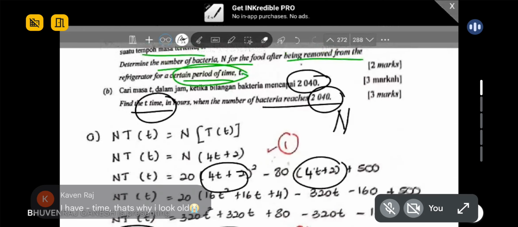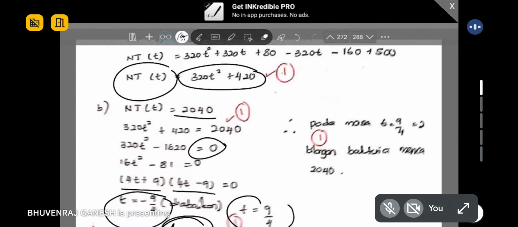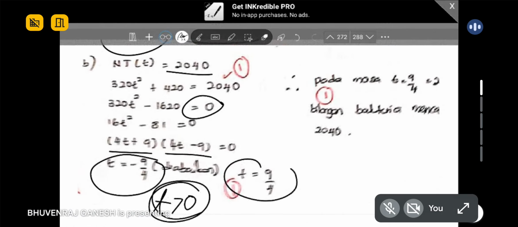Okay? I have negative time, that's why I look old. Really? I never see how you look before.